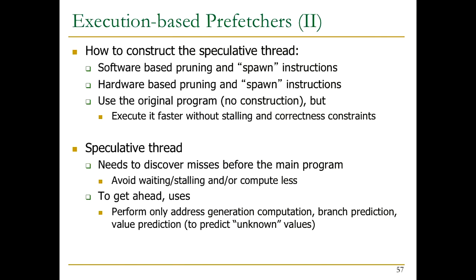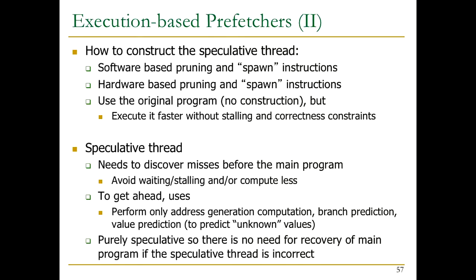So to get ahead, you can perform only address generation computation, maybe important branches that lead to useful prefetch requests, or you can do value prediction, right? Some of the values in the threads you want to execute may be predictable in the program, and you just predict them, as opposed to generating all those values by executing the program. You want to minimize the computation, right?